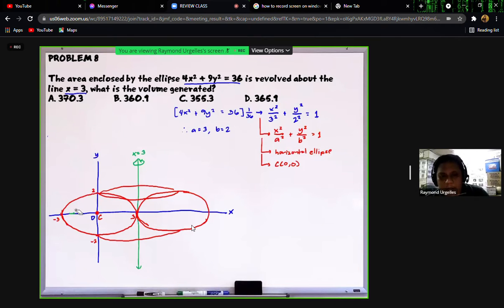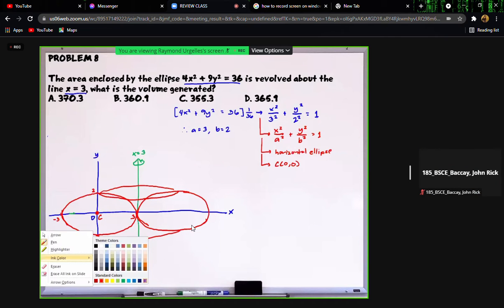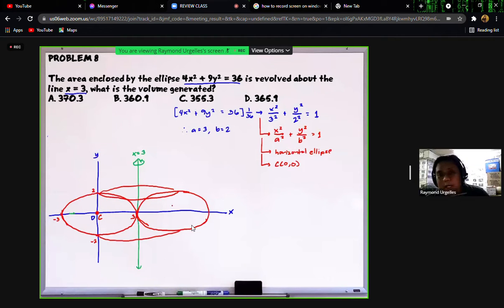So you can do that. Try it if you want, since I taught you yesterday how to use the cylindrical shells. Now we will try the washer method in this case. Then later on, Pappus theorem. So you can see the different methods for calculating the volume of revolution.